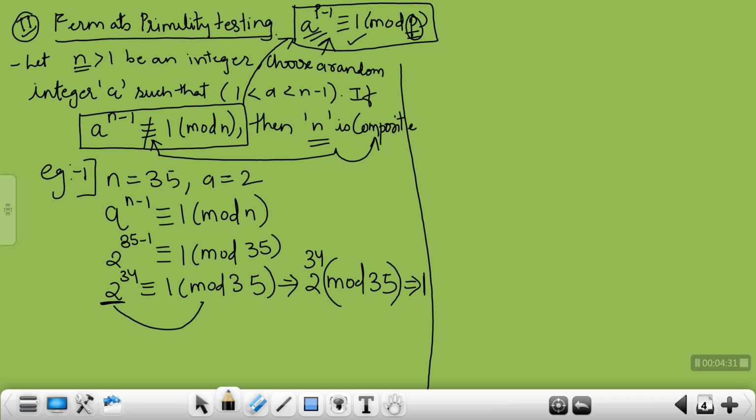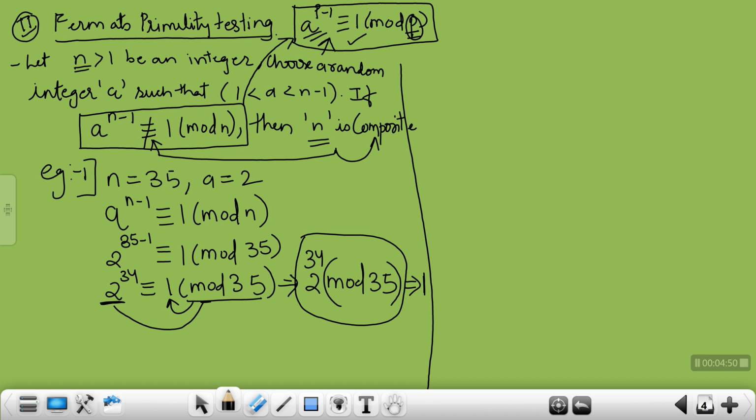2 raised to 34 mod 35, I should get the remainder as 1. I have already explained this when we were doing modular exponentiation in the previous algorithms. Now, how will I calculate 2 raised to 34 mod 35? We have already done modular arithmetic, so modular exponentiation, because it's a bigger number.